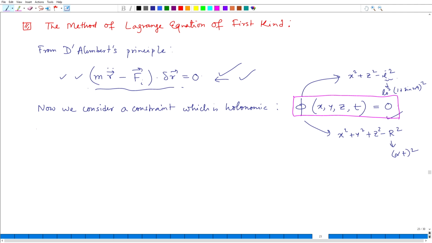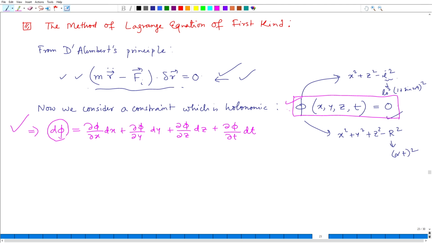If this is a holonomic constraint, what is the differential form of this holonomic constraint? d phi. This is a scalar function, and so d phi will simply be equal to del phi del x dx plus del phi del y dy plus del phi del z dz plus del phi del t dt. This is when we are talking of change in phi in a real evolution, where you have real displacements and a real interval of time.